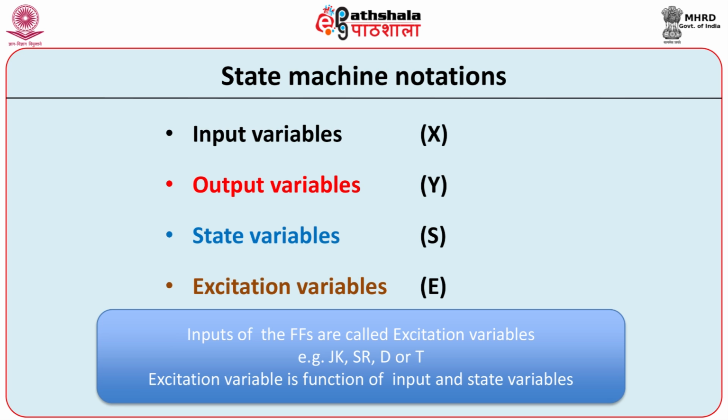Let us now discuss excitation variable. Excitation variables are defined as the inputs to the memory, that is flip flops. The name excitation is used because the variable excites the memory to change its state. So, when the flip flops are used as memory, the excitation variables are the inputs to the flip flops, that is j k, s r, d or t inputs. State variables are the function of excitation variables. Excitation variable E are the function of input variables and the state variables S.